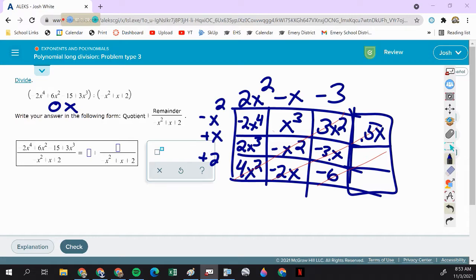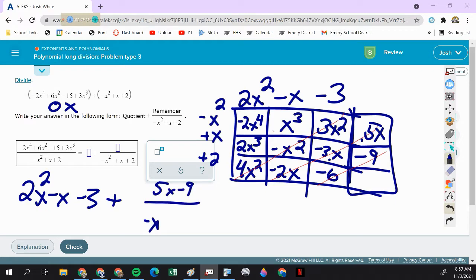I have negative 6. I need to reach negative 15. So I need a negative 9. So what's the answer? 2x squared minus x minus 3 plus my remainder, which is (5x minus 9) over (negative x squared plus x plus 2). Now, that's as hard as it gets.